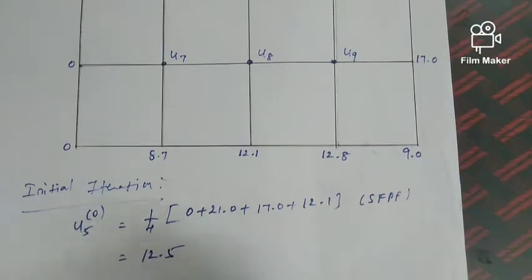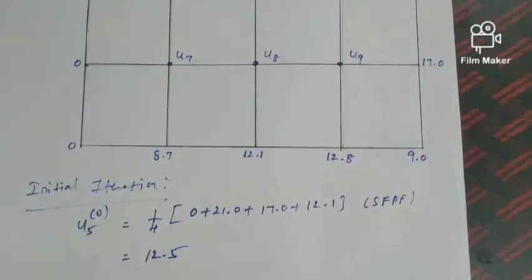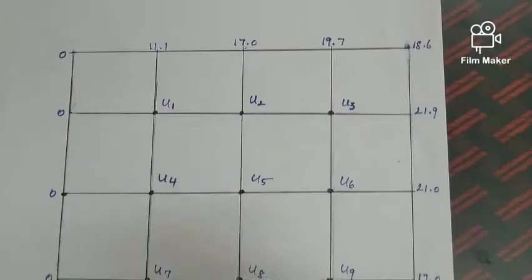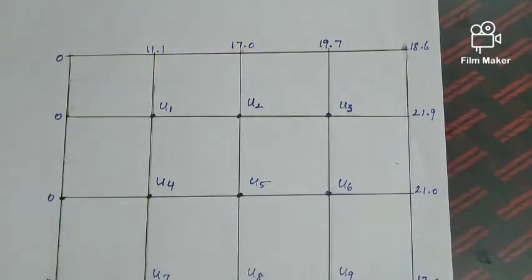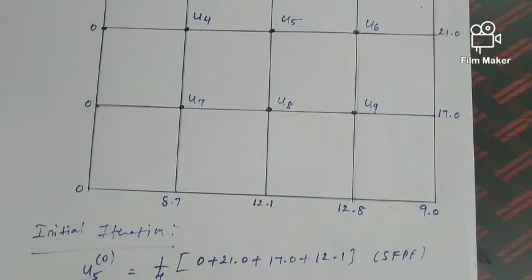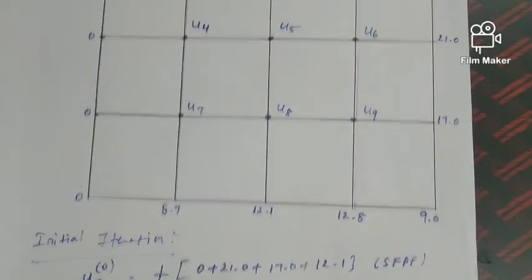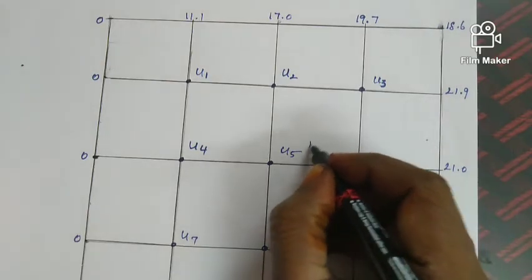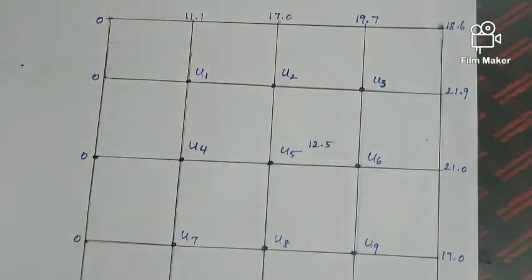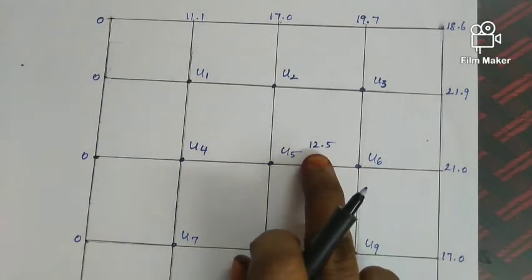So this is the initial value of u5. Why are we going for u5? Because it's a centralized point, and moreover we can use the boundary values directly. That is the reason why we are going for u5. After finding u5, where can we go? If you want, you can write the initial value of u5, 12.5, and mark it then and there itself.